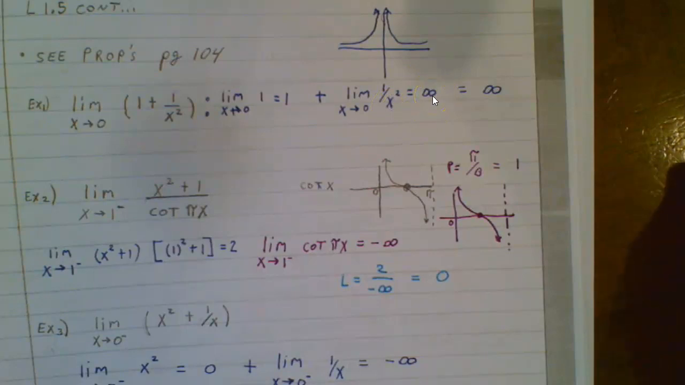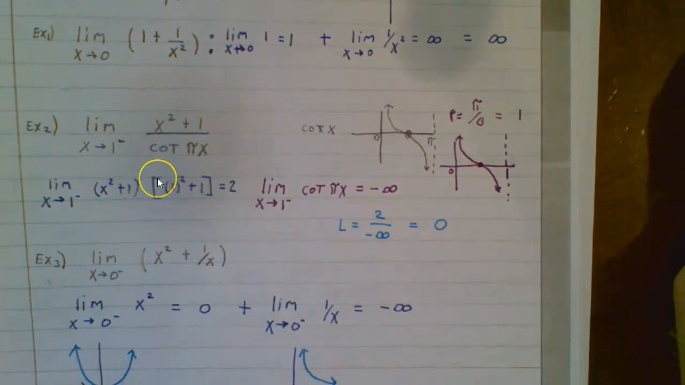It's really easy to see with a graph. If you were to graph 1 over x squared, it looks like this. You can see as I approach 0 from the left, I'm approaching positive infinity, and as I approach 0 from the right, I'm approaching positive infinity. So we're getting positive infinity for this one. If I add the two together, 1 plus infinity is just going to be overall positive infinity.